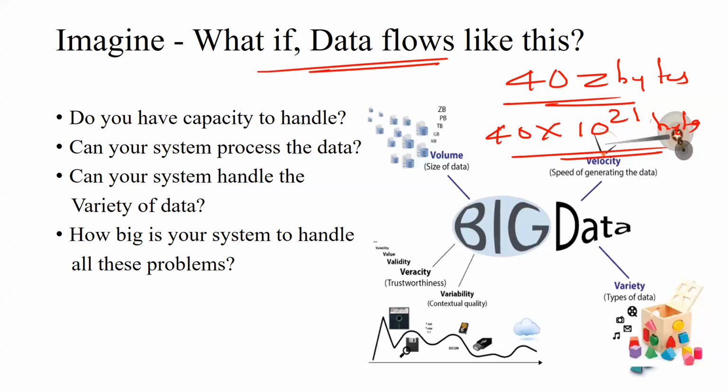If suddenly it starts raining, or relatives start coming to your house, and the same situation happens to your business, to your organization, if suddenly data starts flowing into the system, what will happen? The complete system will be disturbed. Do you have the capacity to handle it? Do you have the capacity to process it? Do you have the capacity to handle a variety of data? If you don't have the capacity, your complete application will become a disaster.